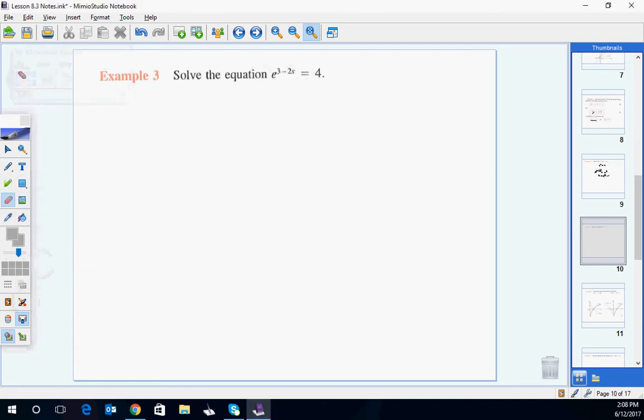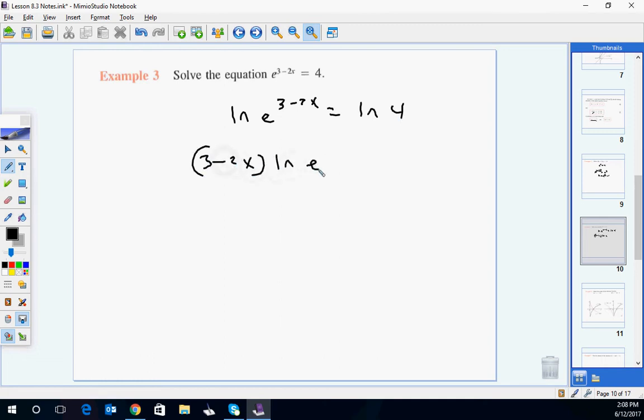Okay, so solve this equation. What you want to do here is ln both sides to start. That's the strategy you want to use because ln of e we like, because ln of e is 1. And so if I go ln e to the 3 minus 2x equals ln 4, this is a value. Okay, so we bring this down by log rules. And we're happy now because this essentially is nothing.